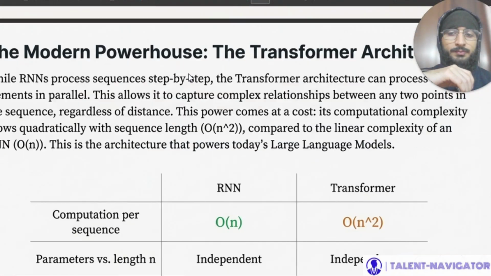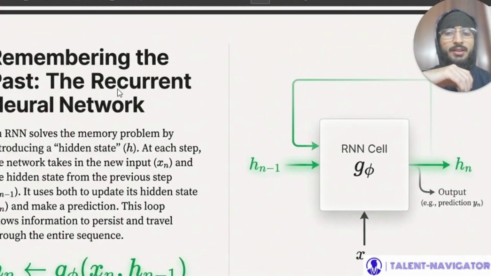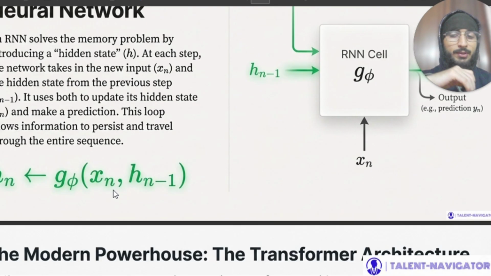Now moving on. Remembering the past: the recurrent neural network. An RNN solves the memory problem by introducing a hidden state h. At each step, the network takes in the new input x_n and the hidden state from the previous step h_(n-1). It uses both to update its hidden state h_n and make a prediction. This loop allows information to persist and travel through the entire sequence.